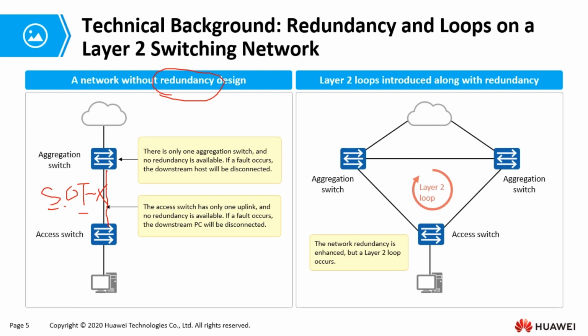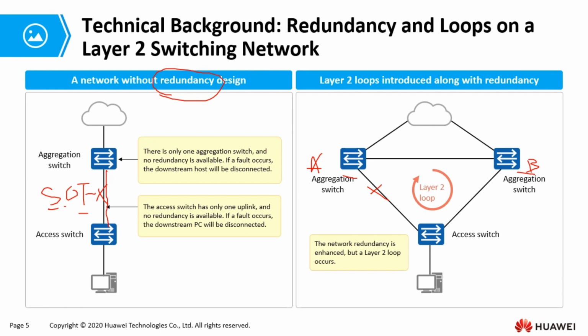So for example here, we are going to put in a redundant or duplicated aggregation switch. In case the single aggregation switch's link from this access switch to aggregation switch A is down, we can still go through aggregation switch B to connect to the network. So by using a redundancy design, it will improve the network reliability.